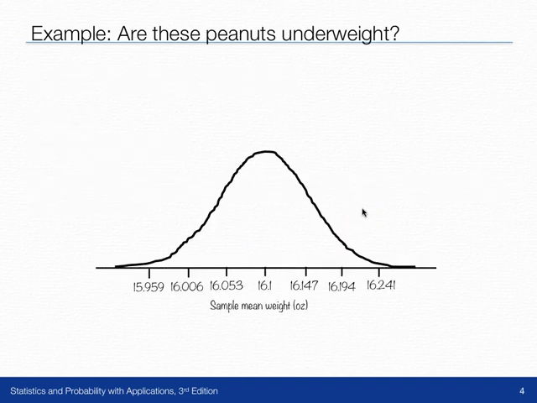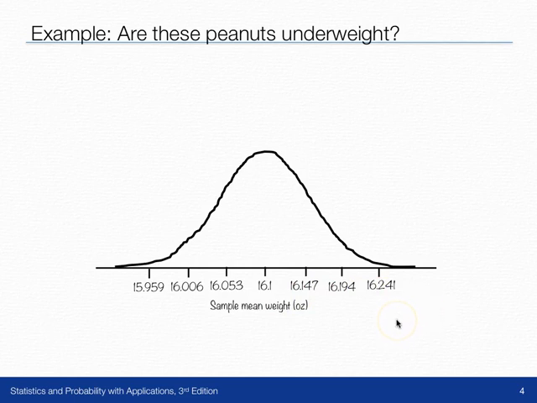So we can draw a normal distribution that shows the sample mean weights. And we show that the mean is at 16.1 and the standard deviation is 0.047. So we can mark off 1, 2, and 3 standard deviations in each direction.